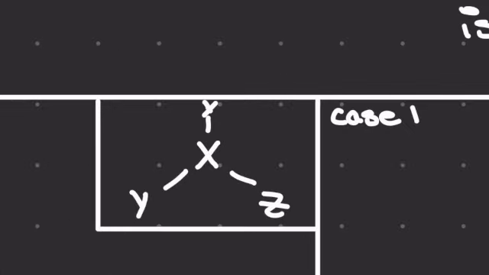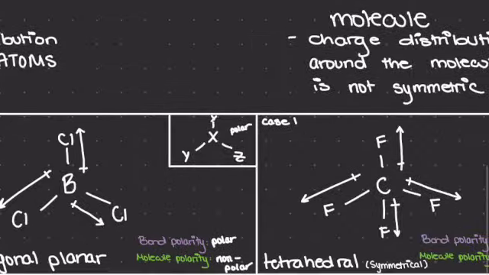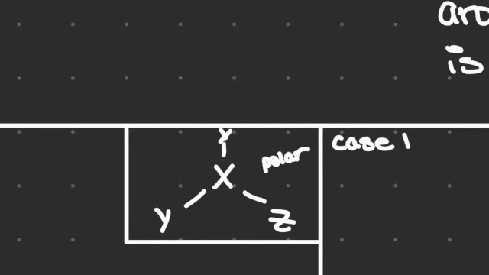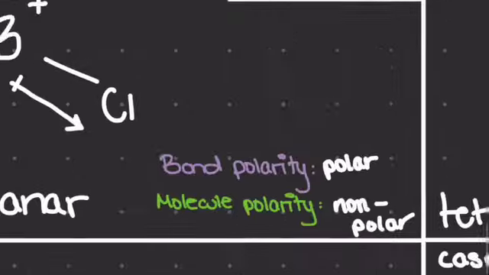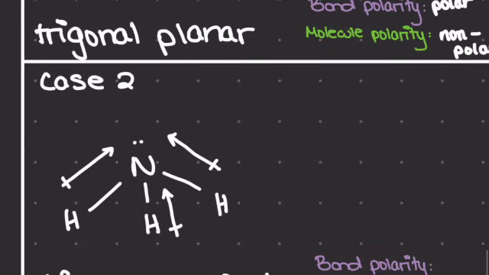This is my second case of trigonal planar. It's more rare than the other one, but in the case that you do have one of them that is not the same as the other two, what did we say? If it's not symmetrical, it's polar. You don't really get asked about this one, but in case you do see a trigonal planar, or a central atom with 3 bonds and one of them is different, it's a polar molecule.